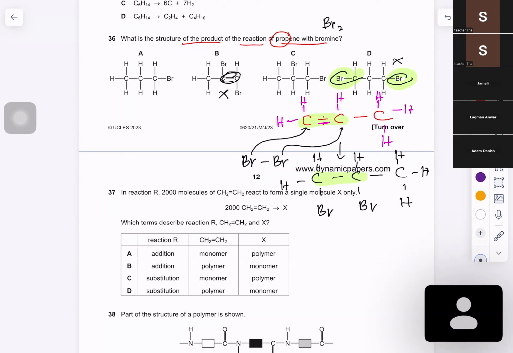So double bond dia remove. Oh, and then only one bromine. So wrong. Sebab bromine Br2, they need to have 2 bromine. So one here, one here. So the answer will be C. Is it clear? Okay, teacher. So teacher nak proceed 38 pula.